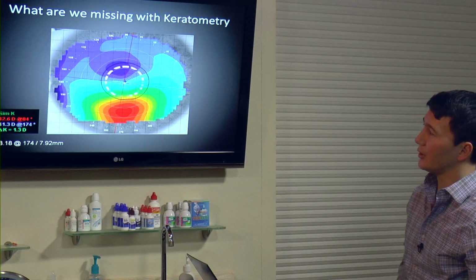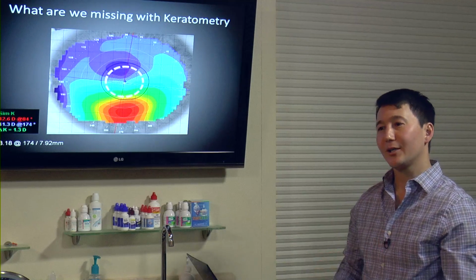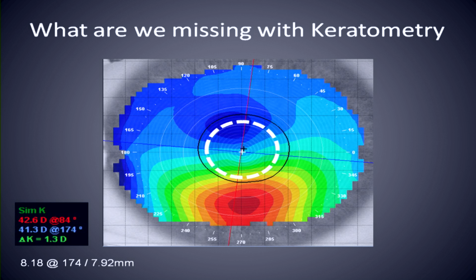Now, if we start with keratometry readings, we're talking about 3 millimeters, aren't we? We're taking 2 data points at 3 millimeters out and trying to come up with a scleral lens that's 15, 16, 17, 18, big, right? Is that going to be helpful?